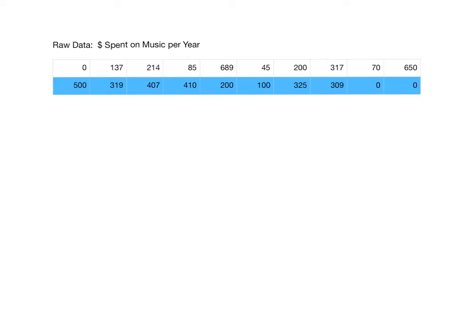Let's now revisit the quantitative data set on the dollars spent on music per year by a group of 20 students. The reason this is called quantitative rather than qualitative is because not only is the data numeric, but arithmetic makes sense. So for example, somebody that spent $137 spent less than someone who spent $214, for example. Or you can actually do subtractions. Somebody that spent 85 spent 40 more than the person that spent 45.